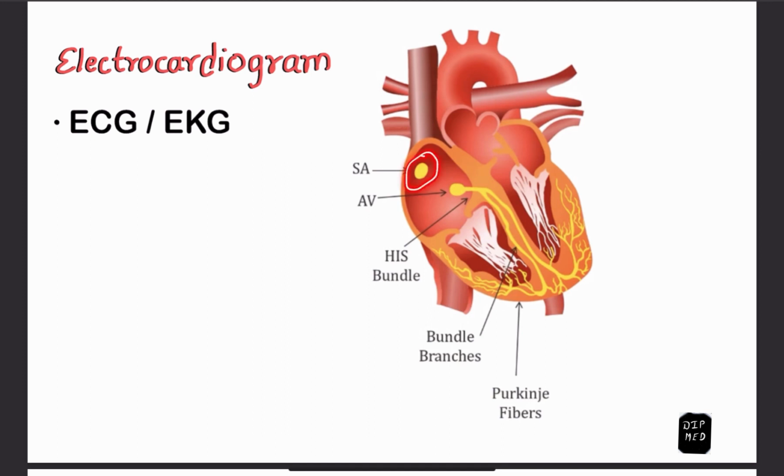Normally, the SA node located at the wall of the right atrium acts as a pacemaker. So it depolarizes to send waves of depolarization to myocytes of the right and left atrium. From there, depolarization funnels through the AV node and goes to the bundle of His branches, and finally to the Purkinje fibers. The Purkinje fibers are embedded in the left and right ventricles. So their depolarization will cause ventricular contraction.